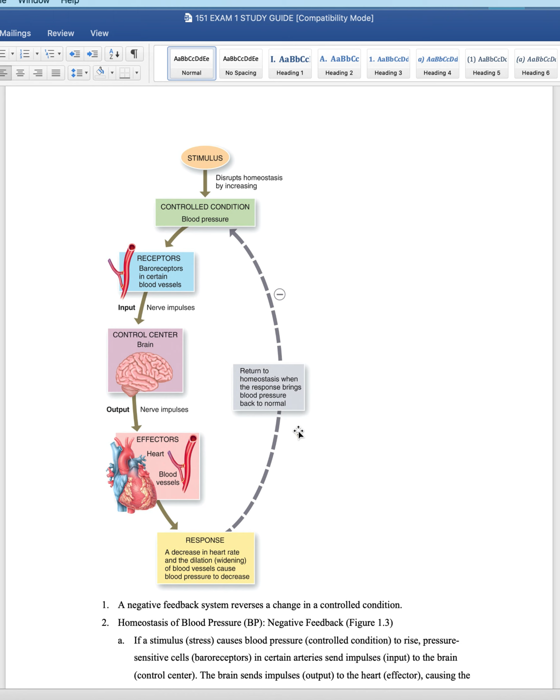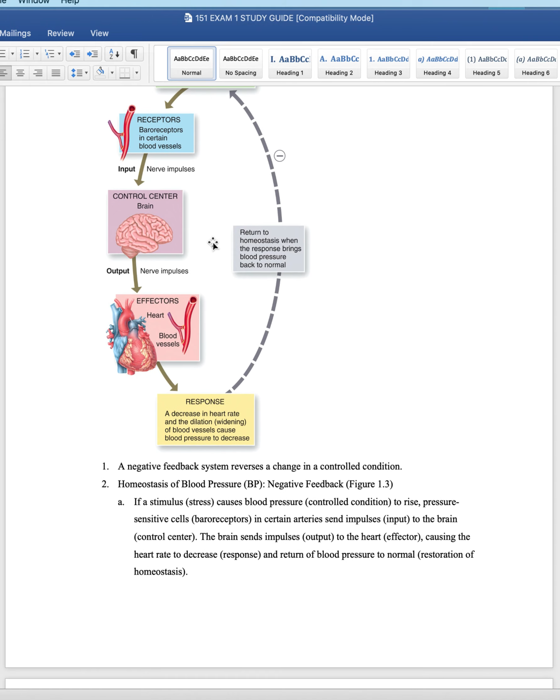Hopefully this returns us back to normal. In this case, the response is going to be dilation or widening of the blood vessels. And also the heart is going to have a decrease in heart rate. These two together are going to combine to cause a decrease in blood pressure, which is going to return us back to homeostasis. So that's going to be a negative feedback system. Anytime we get too high, we want to bring it back towards center. Anytime we get too low, we want to bring it back towards center, right?